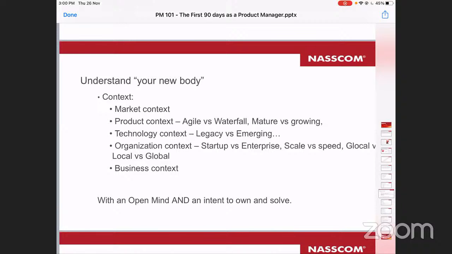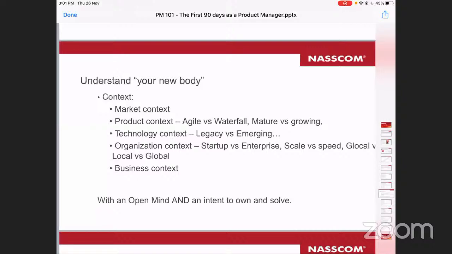Is it a product which is selling like hotcakes and you have to keep up with the demand, or is it a product whose business model today is not really working and you have a job of doing a surgery on it? So these are the things that you have to quickly gain understanding of.